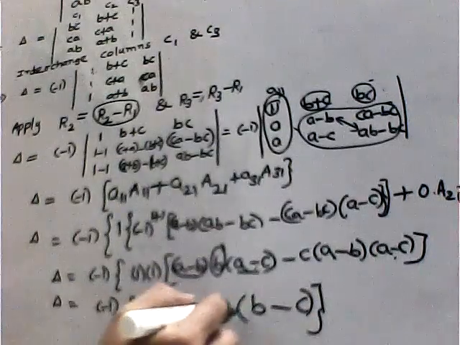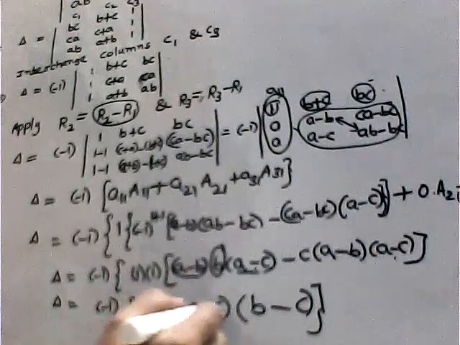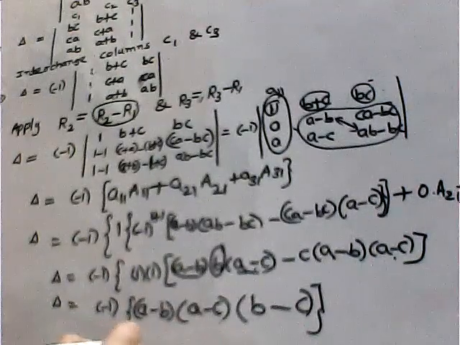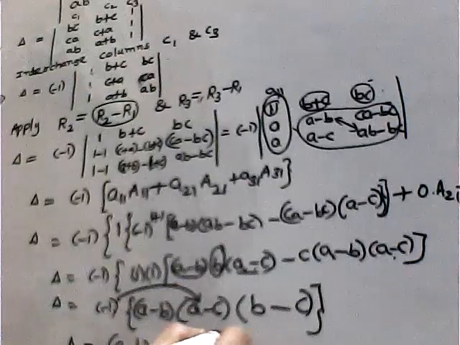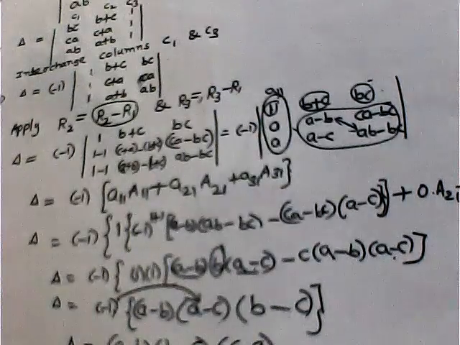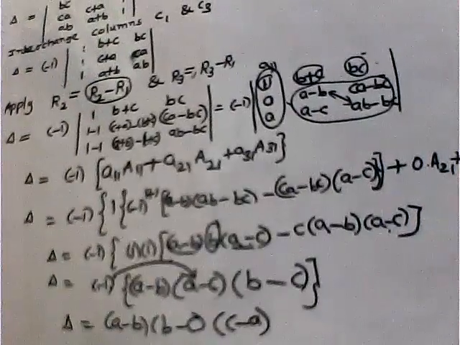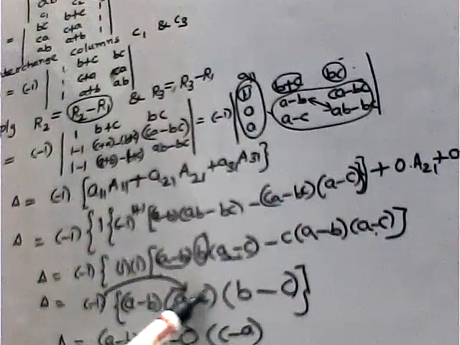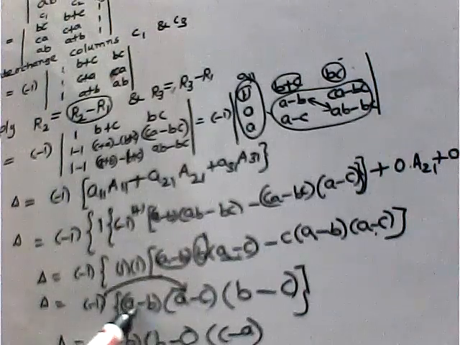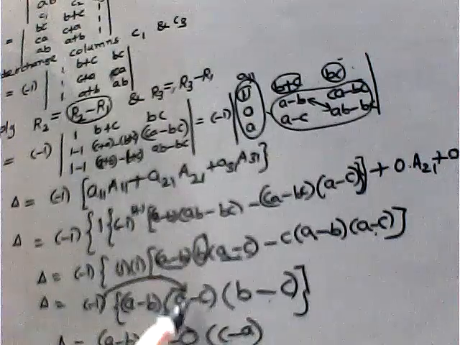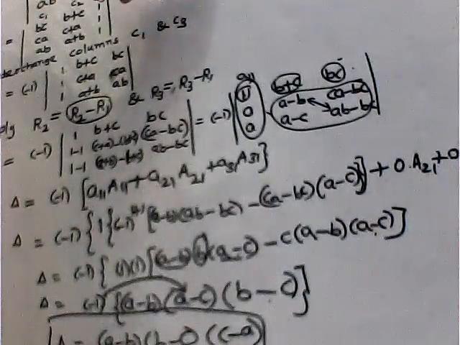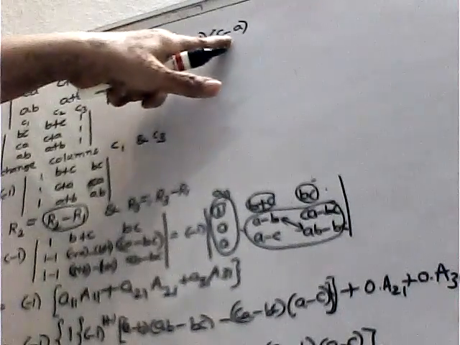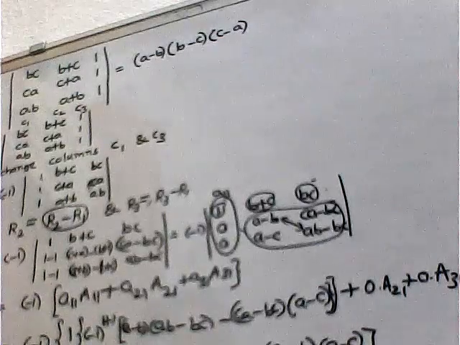This minus 1 is multiplied into the inner term, so A minus C changes to C minus A. Our required answer is delta equal to A minus B into B minus C into C minus A. So the answer we need is A minus B into B minus C into C minus A. Like this we can do this problem.